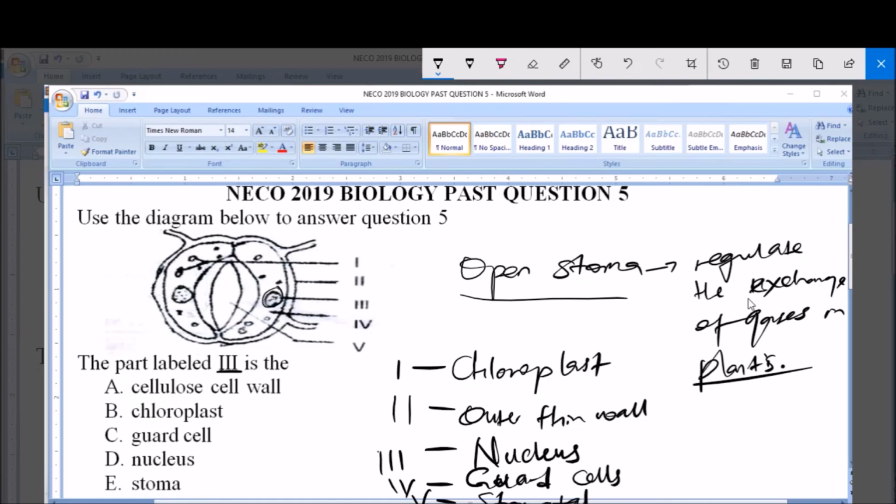The stomata pore. But the question says the part labeled III is the nucleus. The nucleus. So option D is the correct answer.